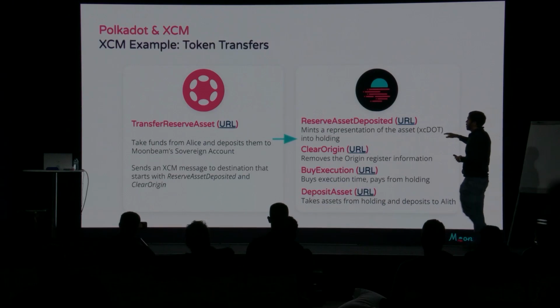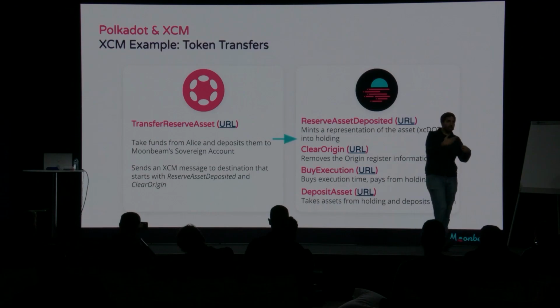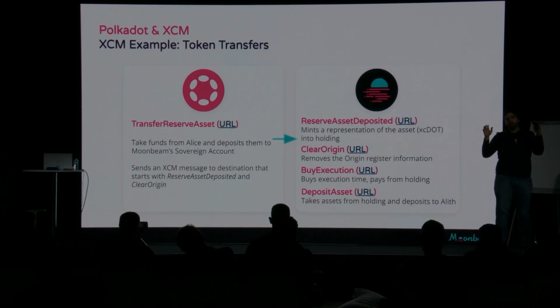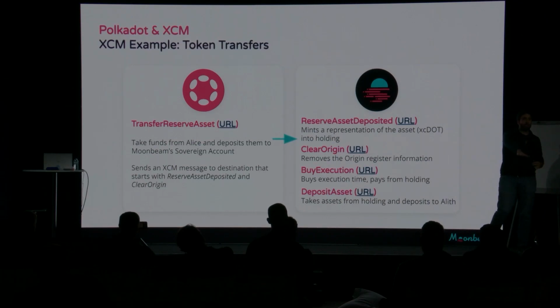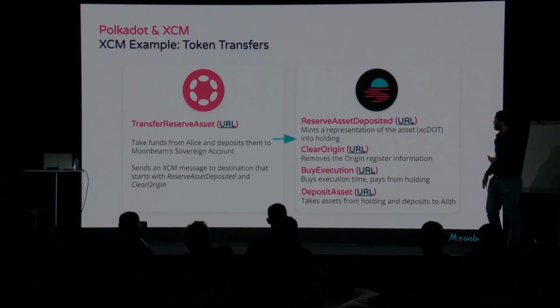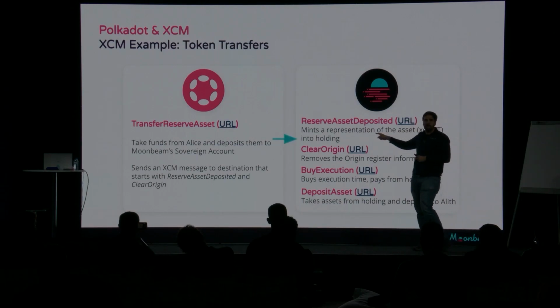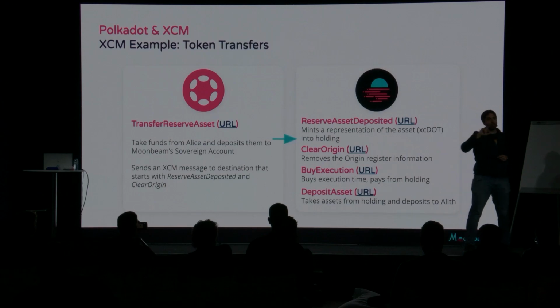The first one is called reserve asset deposited, and this actually mints the tokens themselves, the XC dots, but keeps them in a special state called the holding register, right? The way I like to see it is like you put money on the table and you leave it on the table so that it can be used for something else. The only one that can mint XC dots is the Polkadot sovereign account, all right? So that's why the dispatch origin needs to be the Polkadot sovereign account.